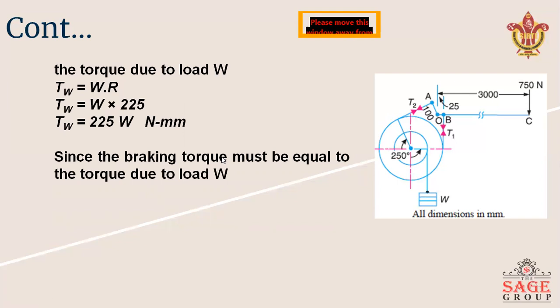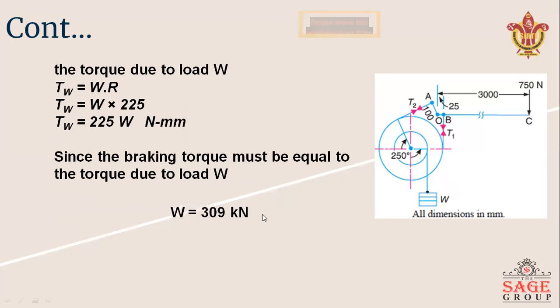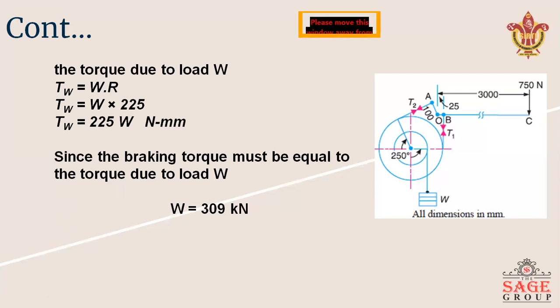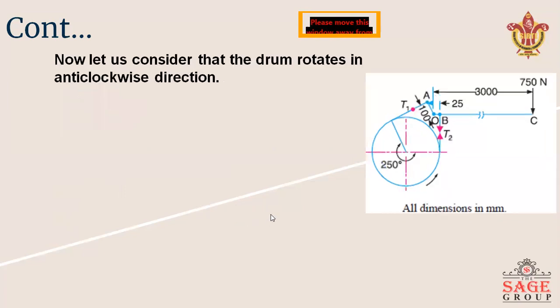Since the braking torque must be equal to the torque due to the load W, we equate both the equations, TW and TB. Now the value of W is 309 kilonewton. After equating the braking torque and the torque due to the load W, we get the load W equal to 309 kilonewton.